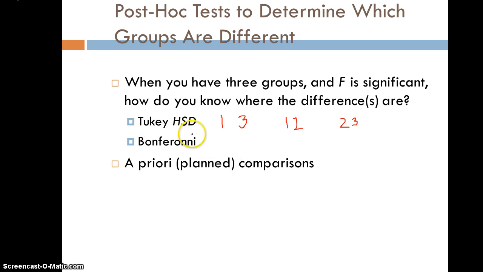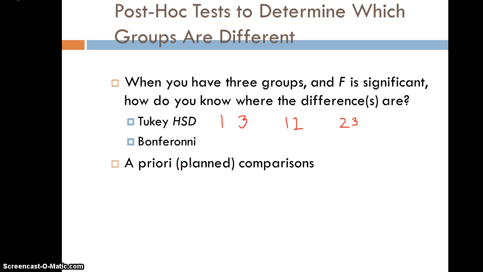There are two common ways that we could control for this. There are actually more than this, but these are the ones we're going to talk about here. A very common way in most statistical packages to check these differences is called the Tukey honestly significant difference. What it does is give you all possible pairwise comparisons: group 1 versus 3, 1 versus 2, and 2 versus 3, and it will tell you which ones are different.